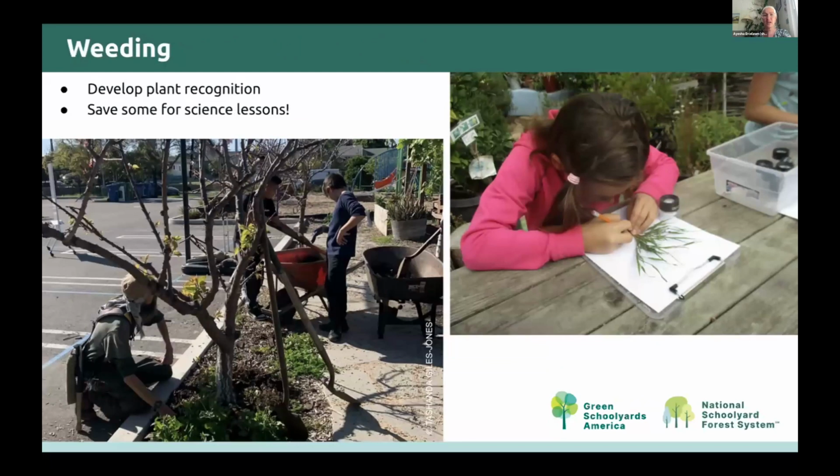Another task that different students can participate in is weeding as needed. Students use their fine motor skills for this task. They have to develop plant recognition, so they're not pulling out the wrong plant. And these weeds can be a valuable source for teaching, for science lessons, botany classes in older grades. So think about coordinating with teachers when there is a weeding day.